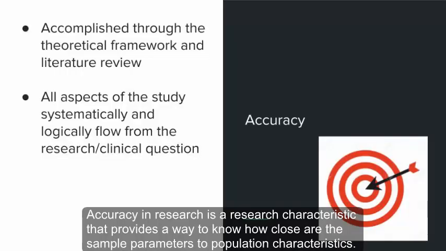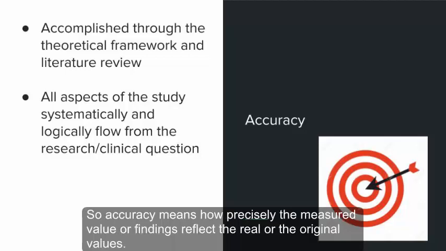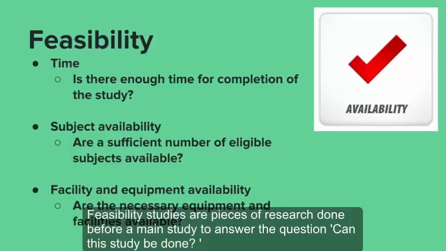Accuracy in research is a research characteristic that provides a way to know how close the sample parameters are to population characteristics. So, accuracy means how precisely the measured value or findings reflect the real or the original values.